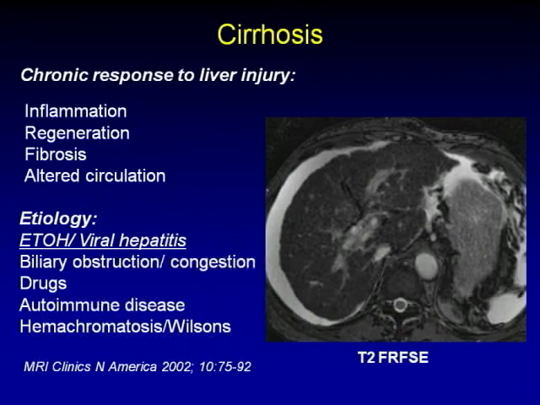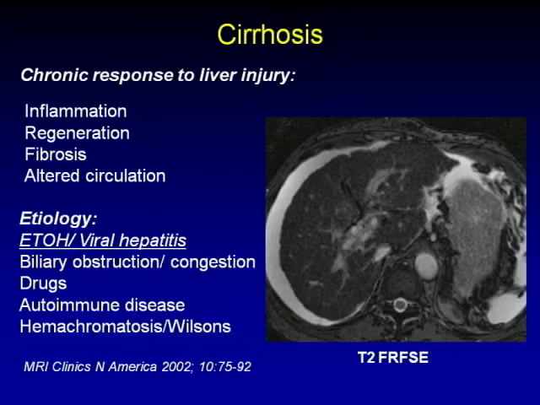Now, diffuse liver diseases, I'm going to zip through this. Cirrhosis. Cirrhosis is a chronic response to liver injury. What happens, the liver gets injured, there's an inflammatory response. The injured liver then regenerates. Eventually, there's fibrosis. Fibrous tissue is laid down, particularly if the injury continues. The fibrosis causes an alteration in the microcirculation of the liver and eventually leads to portal hypertension.